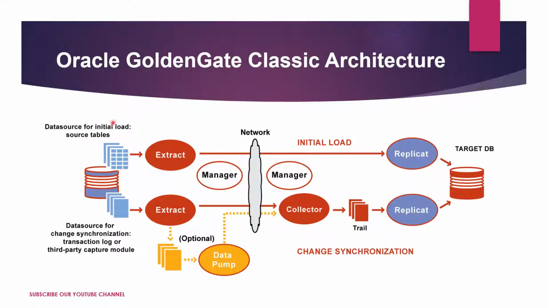So basically you can say the entire architecture is divided into two segments. One is the initial load, or if you have frequent changes, based upon the configuration you can perform DML and DDL operations through GoldenGate replication.